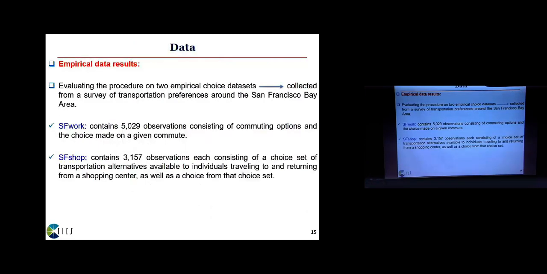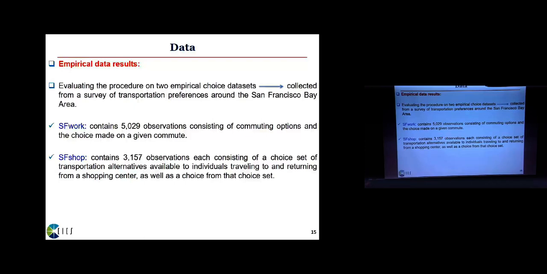The empirical data results: they evaluate the procedure on two empirical data sets from a survey of transportation around the San Francisco Bay Area. The San Francisco work data contains 5,029 observations consisting of commuting options and the choice mode on a given commute.